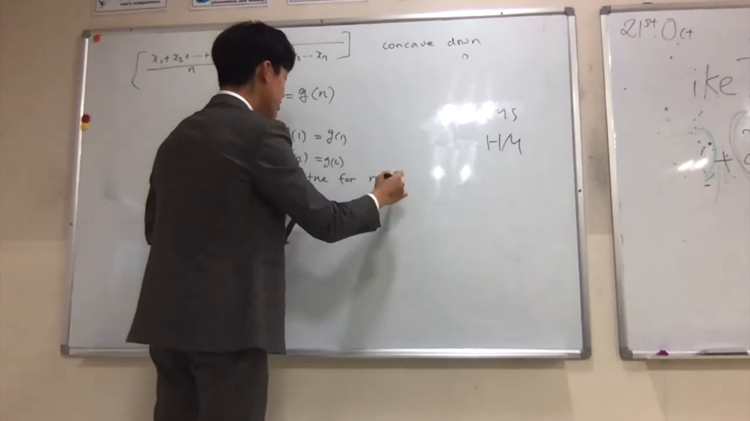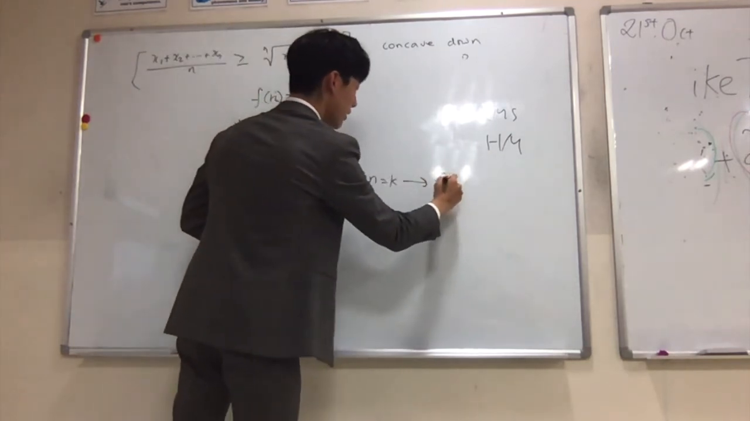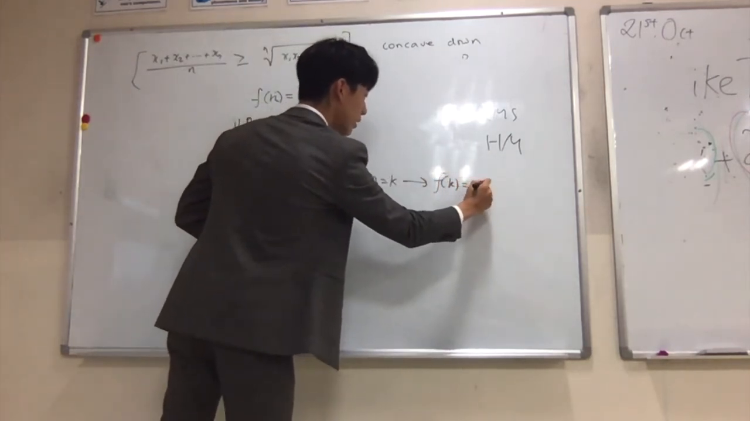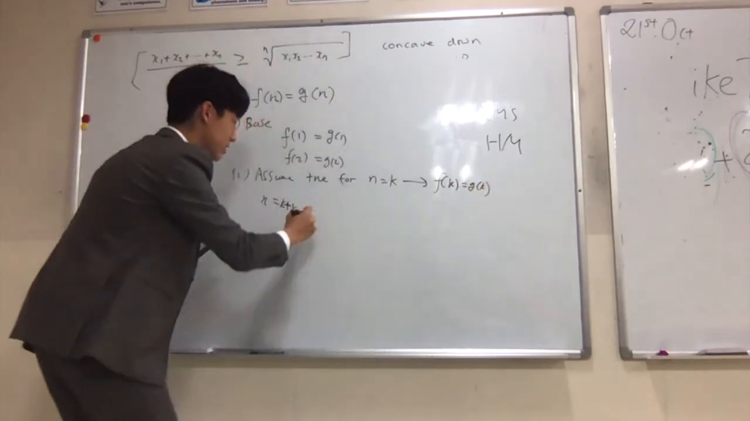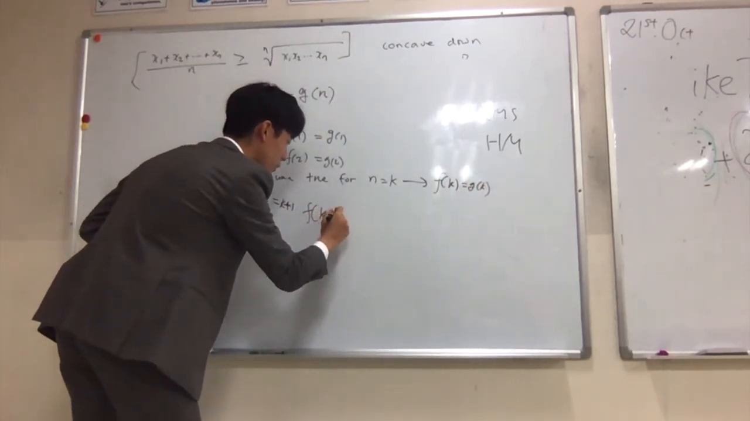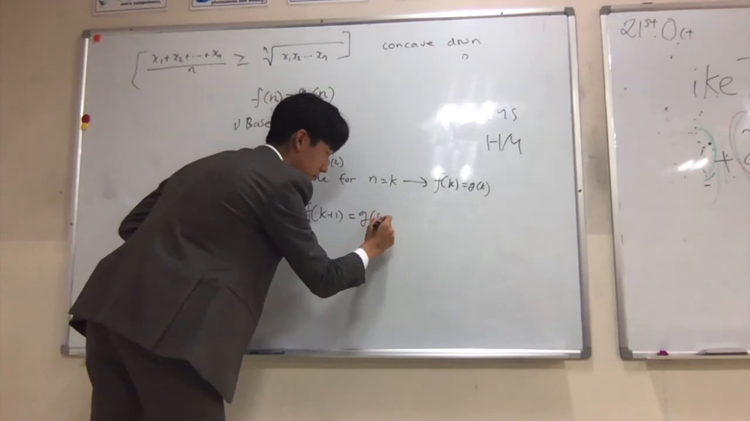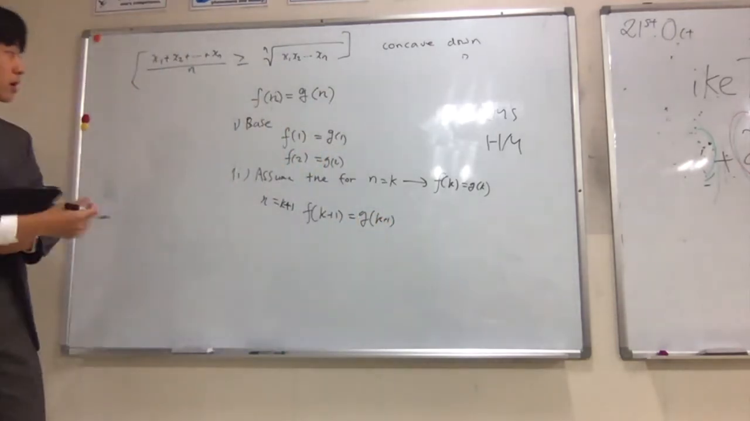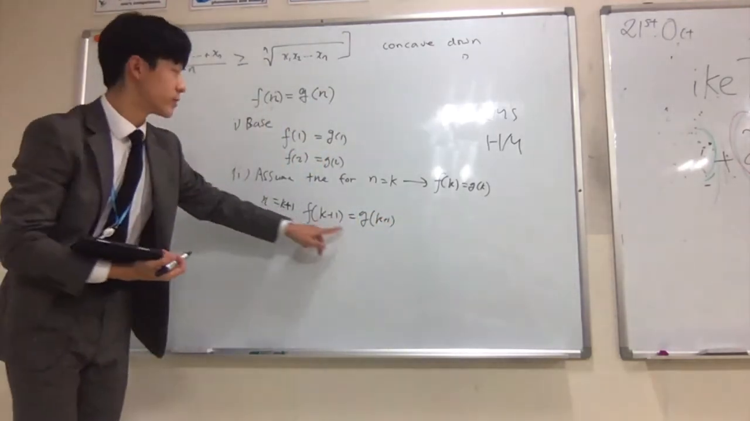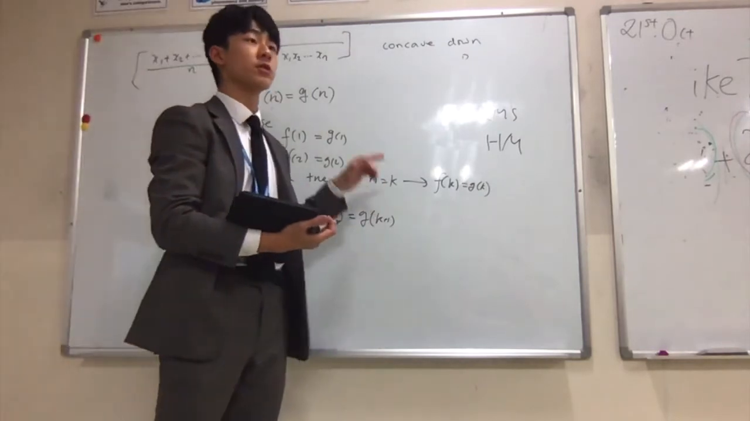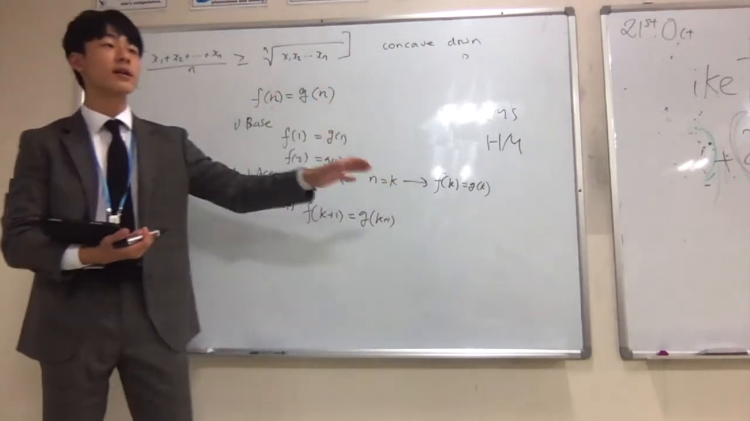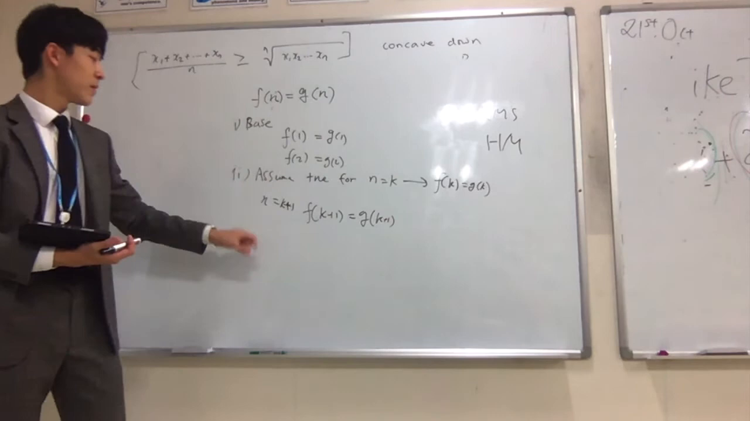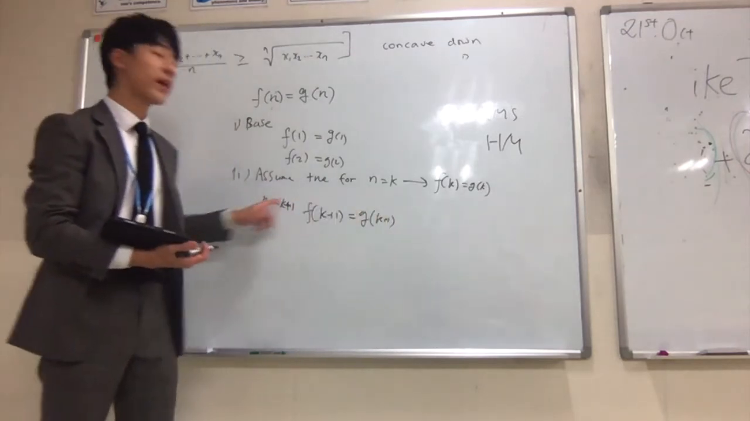So from this, we know that f k equals g k. So using this fact, we try to prove f k plus 1 equals g k plus 1. And then this is the end of the proof. So you basically assume that it's true for a certain case, and then you apply that fact in order to prove that it's going to hold true for the next one.